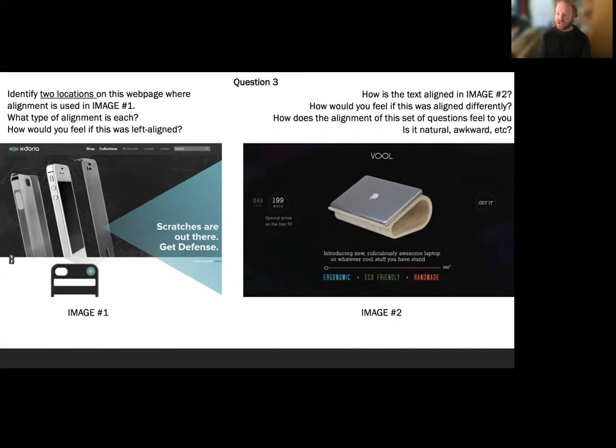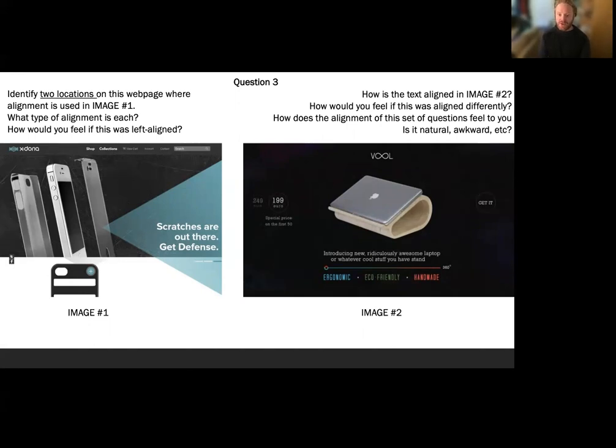And now let's look at image 2. How would you feel if this was aligned differently? It's very much center justified. How does the alignment of this set of questions feel to you? And when I say this set of questions, I mean the question itself. Is it natural? Is it awkward? How would it feel if it was aligned to the left and flush with the left part of the web page for this VOOL web page?